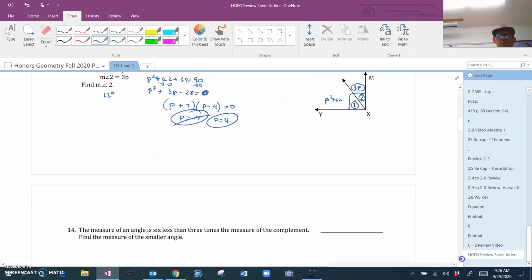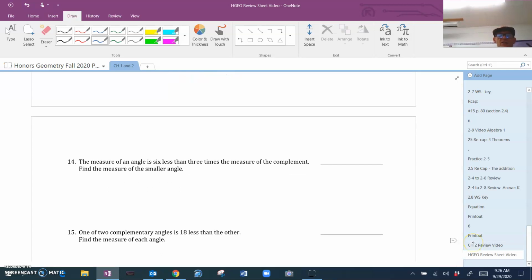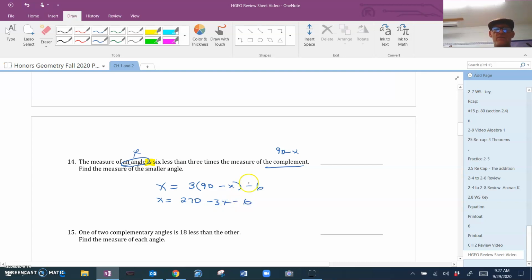Very good. And then the next problem says the measure of an angle is 6 less than 3 times the measure of the complement. The measure of an angle is x. Its complement is 90 minus x. So x equals, that word is means equals, x equals 6 less than 3 times the complement. So 3 times the complement minus 6. So x equals 270 minus 3x minus 6.